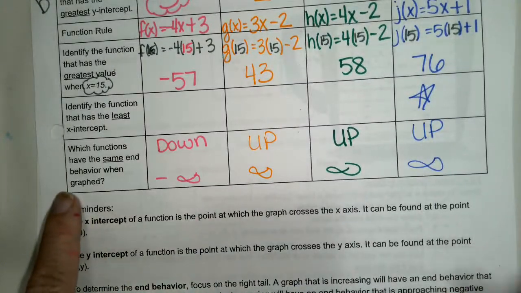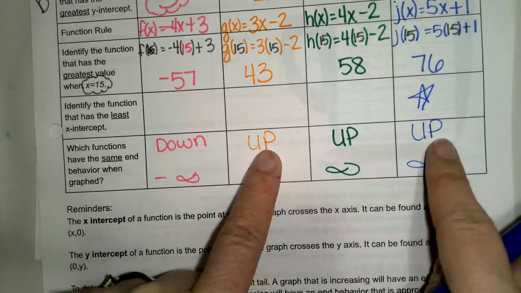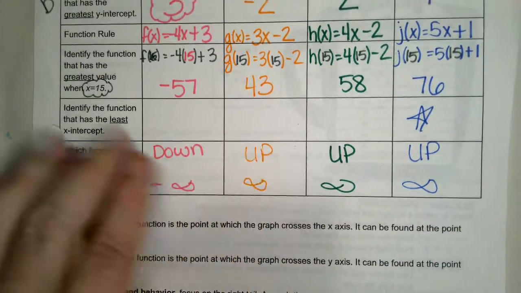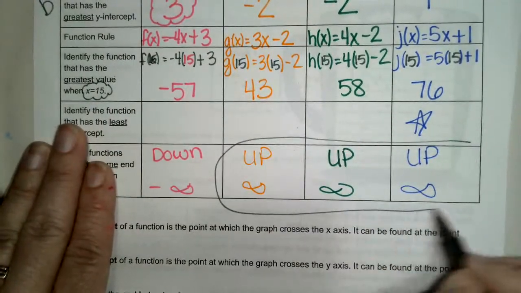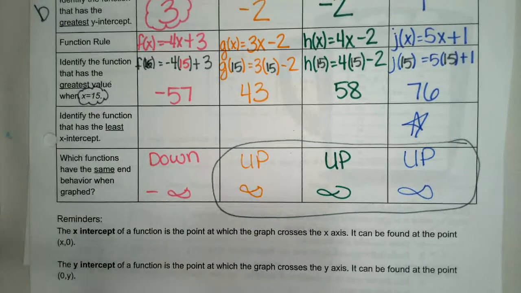Now, which graphs have the same behavior? The same ones, the behavior is going up. So that would be these three right here. So the answer to that would have been g of x, h of x, and j of x. That concludes our lesson for today.